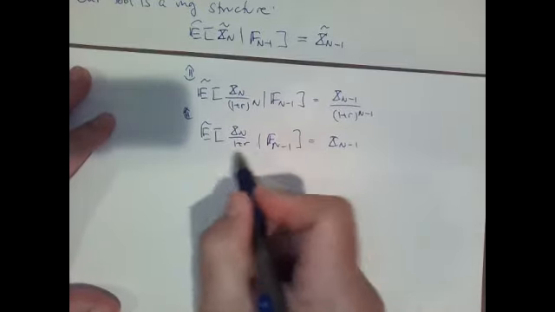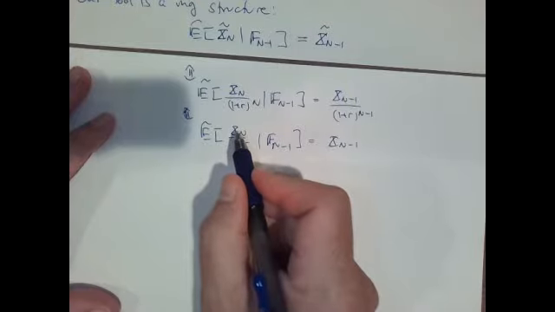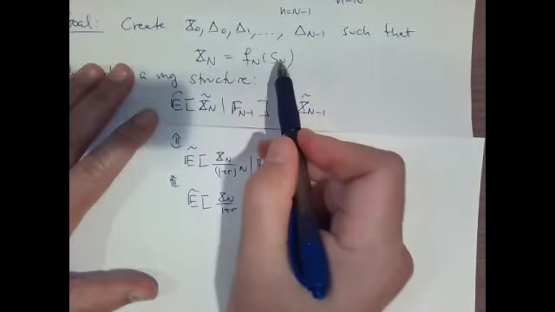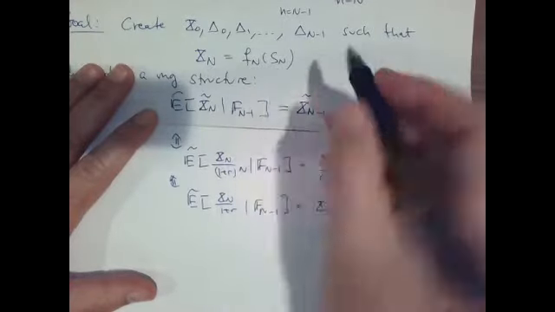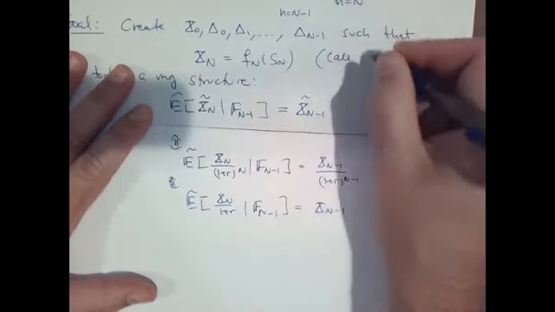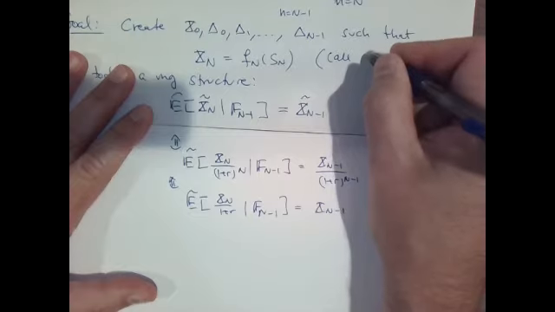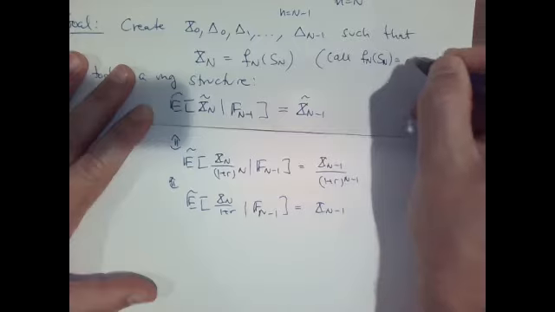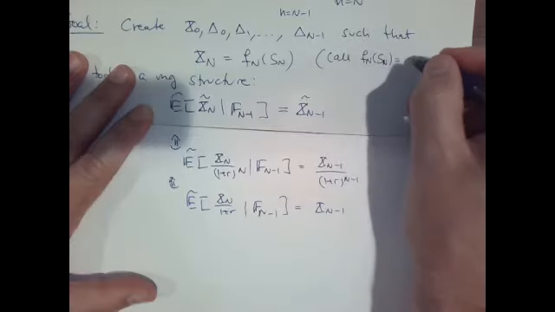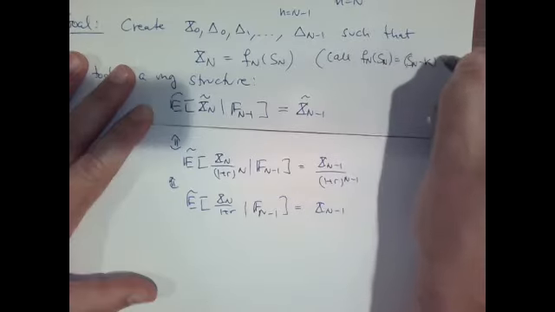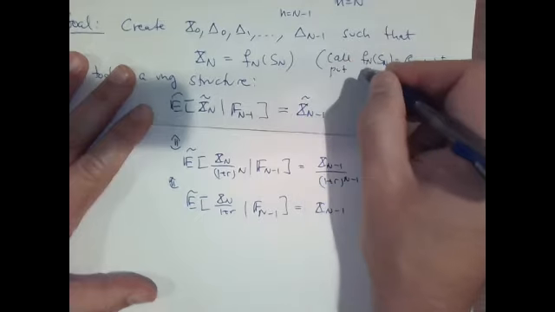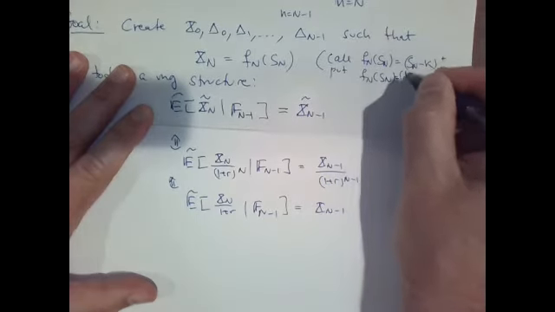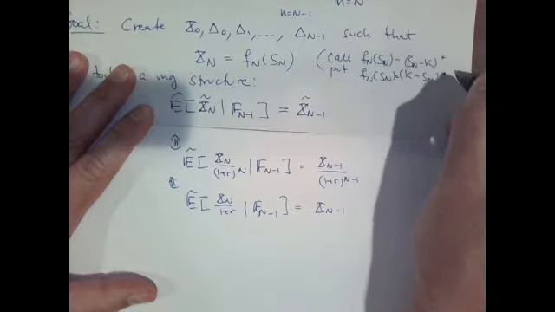I have to compute this conditional expectation. And this is good because I'm given exactly what the wealth should be at the end. It should be this Fn of Sn. This could be, like for a call, Fn of Sn would be Sn minus K, positive part. For a put, Fn of Sn would be K minus Sn, positive part.